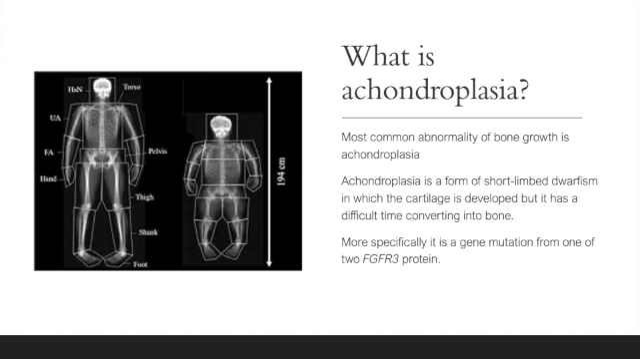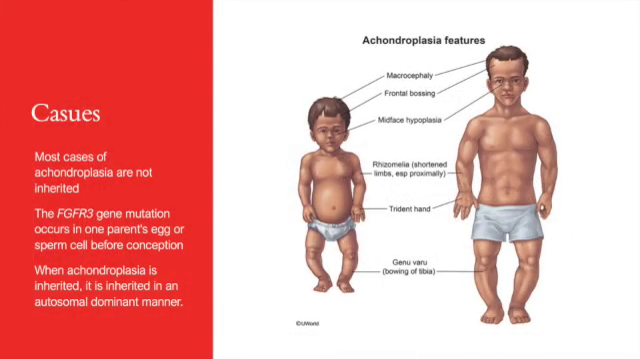Some of the causes are due to the FGFR gene mutation, which occurs in one of the parent's egg or sperm cell before conception. It is inherited in an autosomal dominant manner. In the picture, we can see some of the common features on a person with achondroplasia. Like we mentioned before, the limbs are shorter and are not proportionate with the torso. Also, we can see the forehead tends to have a dome-like shape and it's broader.